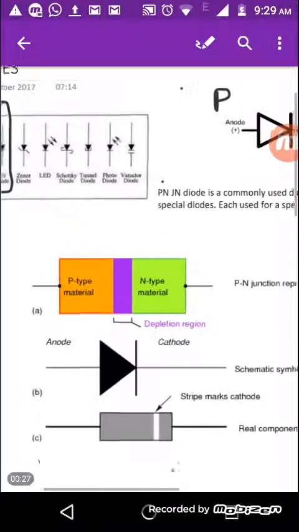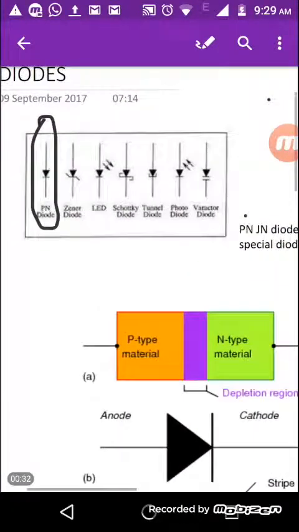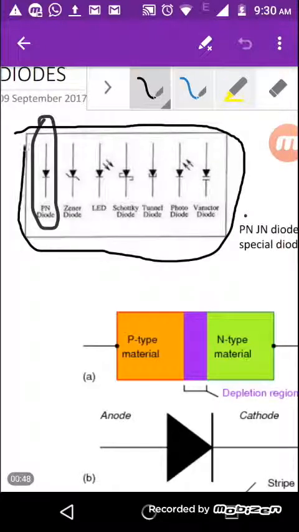Now let me show you the types of diodes. There are several types of diodes, of which a few are being shown here. These are a few of the diodes commonly used in various circuits, namely the PN junction diode, which has a P junction and an N junction. All these diodes are made up of the basic P type and N type materials only.